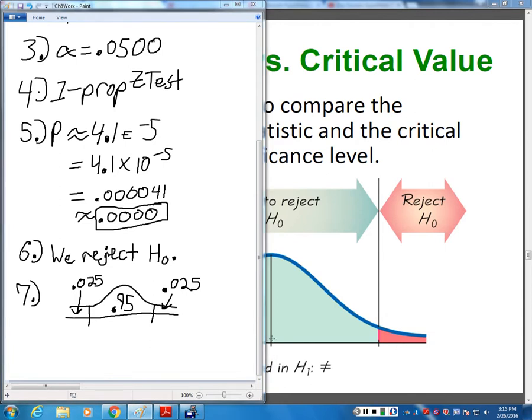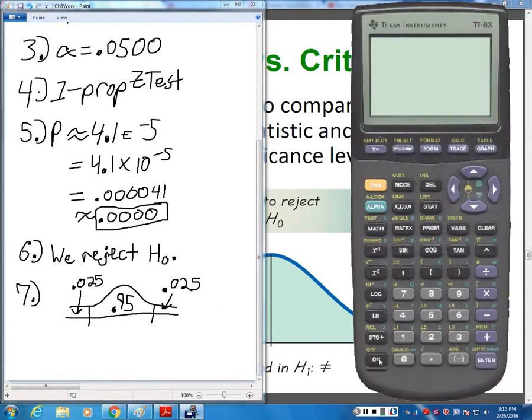To find the critical values that coincide with that, I'll start with the one on the left. If I go to my calculator, go to second vars and inverse norm, put in my area to the left on the left tail, 0 and 1 since this is a standard normal distribution. Then I get my left critical value. It's about negative 1.96.